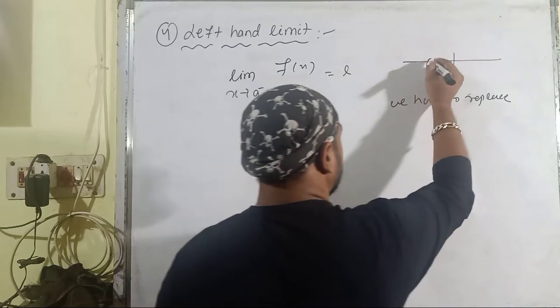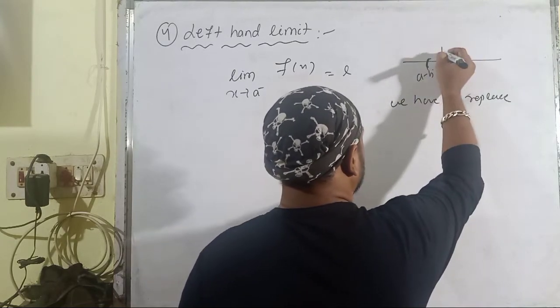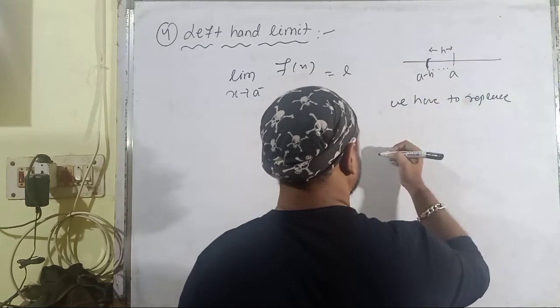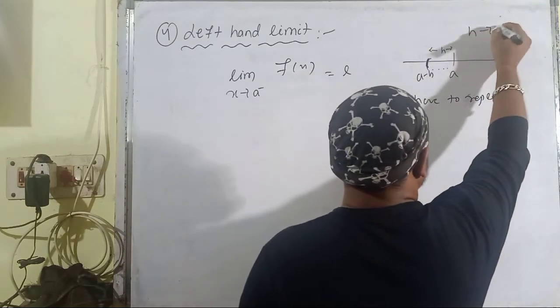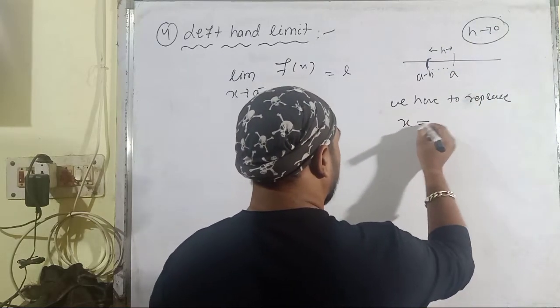Suppose this point is h, that means it is a minus h, and the distance between a and a minus h is h, and h is very small, that means it tends to 0. So we have to replace x by a minus h.